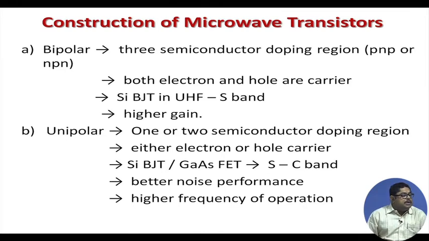Silicon BJT or GaAs FET are of this type. So, S band and C band operations are available. S band is 2 to 4, C band is 4 to 6 gigahertz. Unipolar has obviously better noise performance. We know that because FETs are better and their frequency of operation is higher, only their gain is not as much as bipolar.